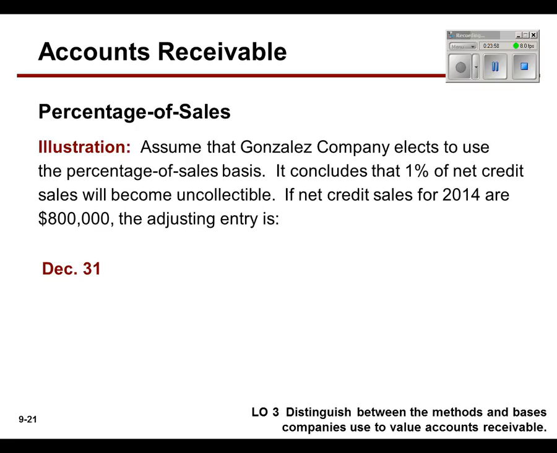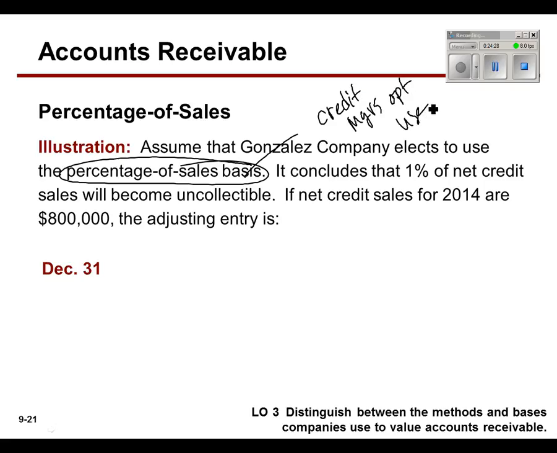What's happening here? A percentage of sales. Let's read this, let's mark it up, and it's actually pretty easy. I think we're moving on to a new business now. So RA Wares and that furniture place, we're moving on to a different one. Assume that Gonzalez Company elects to use what's called the percentage of sales basis. And this is a concept that credit managers can opt to use. It concludes that 1% of the net credit sales will become uncollectible.